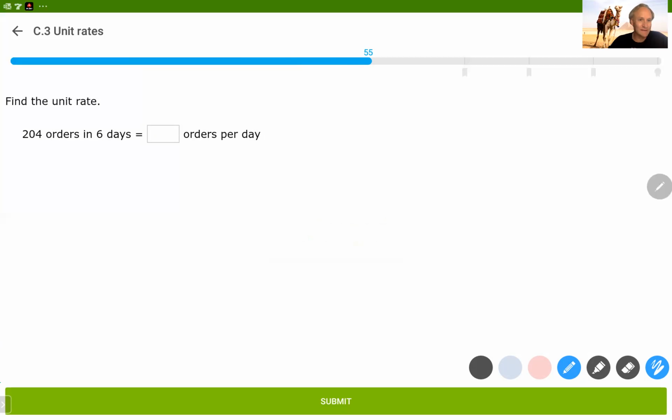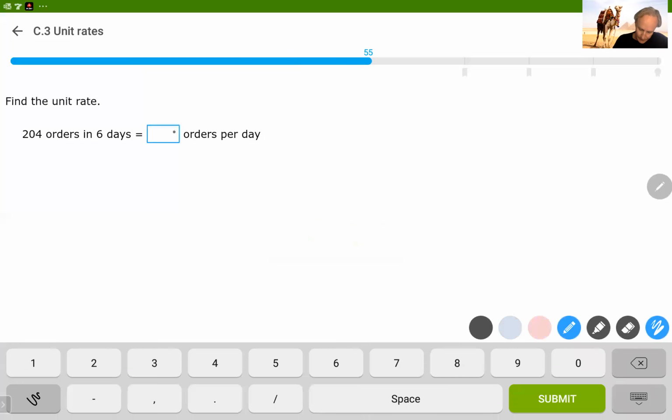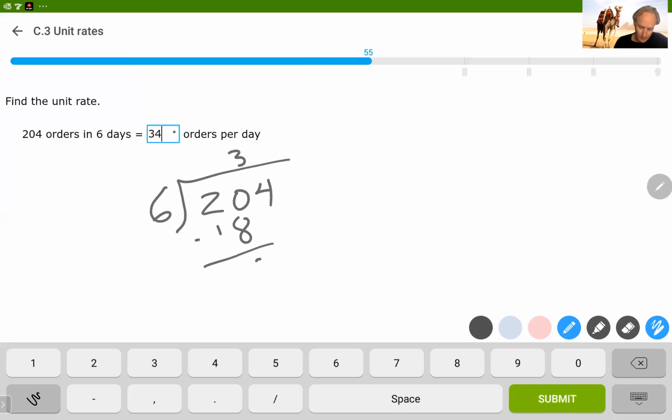204 divided by 6 is 34. Basically, I'm taking 204 and dividing it by 6, which goes in 3 times. And 6 goes into 24 4 times. That is 34.